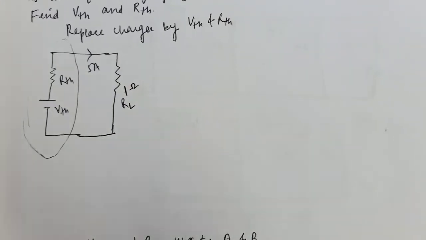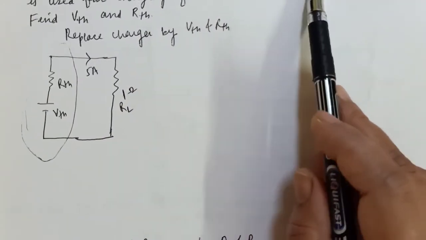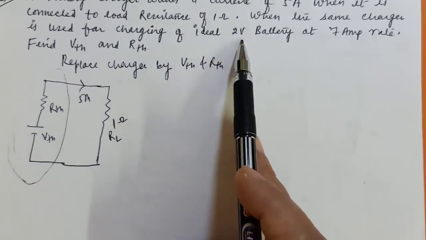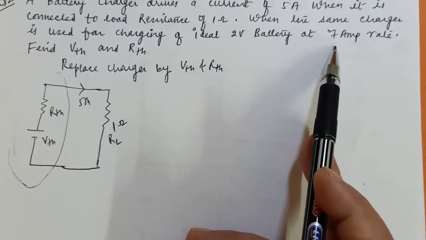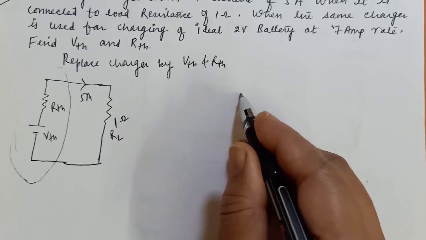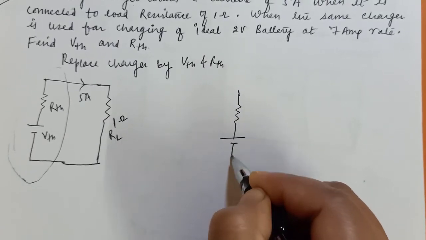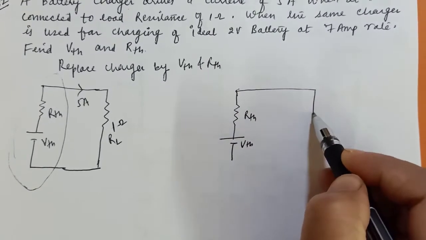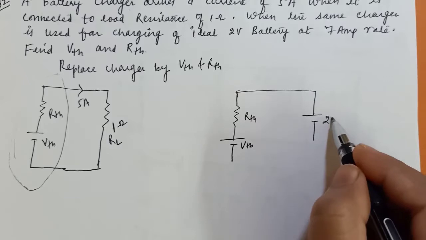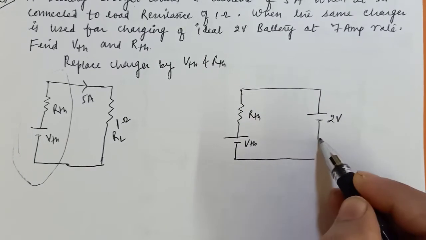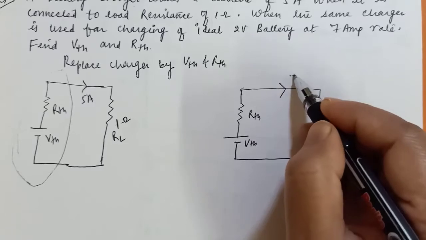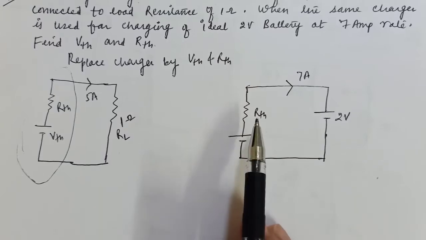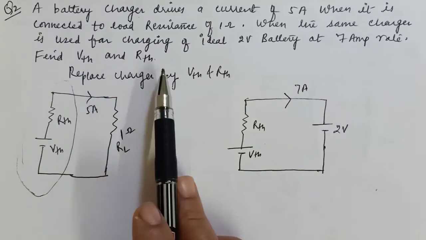Clear? In another case, it is given that when the same charger is used for charging of ideal 2 volt battery at 7 ampere rate. Clear? Same charger means same charger you can replace by a voltage source VThevenin, RThevenin. Here this charger is charging a battery, ideal battery means no resistance, 2 volt, at a rate of 7 ampere. Okay. So these two cases are given. From these two cases you have to calculate the VThevenin and RThevenin.